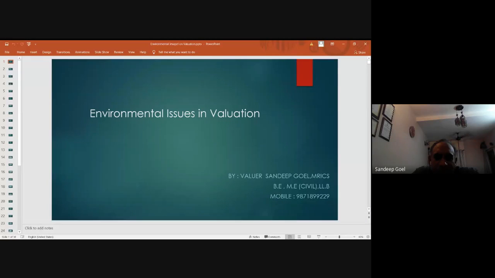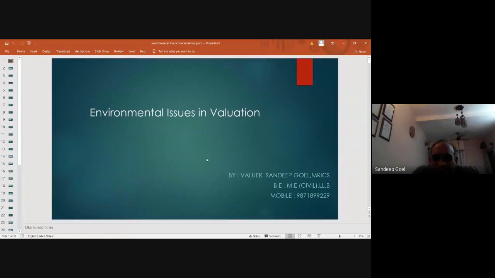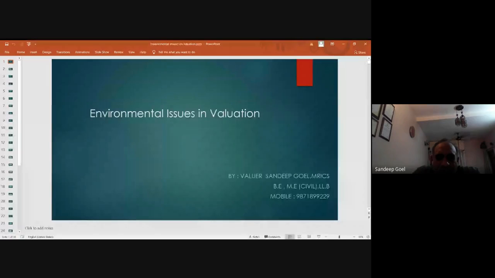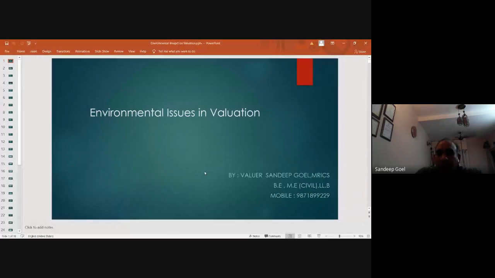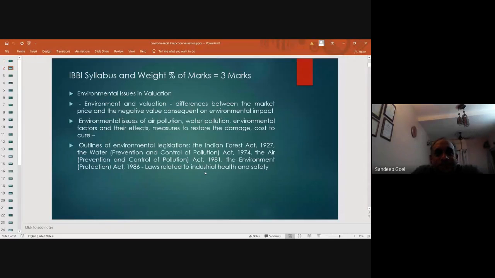Yes, sir. Okay. Now I will take environmental issues in valuation. The topic is somehow less important, but 2 or 3 marks questions will be there in the examination hall. Whatever you have learned till date, you need to revise that. And in this topic, as far as the IBBI syllabus is concerned, the syllabus is environmental issues in valuation, environment and valuation, difference between market price and the negative value consequent on environmental impact.